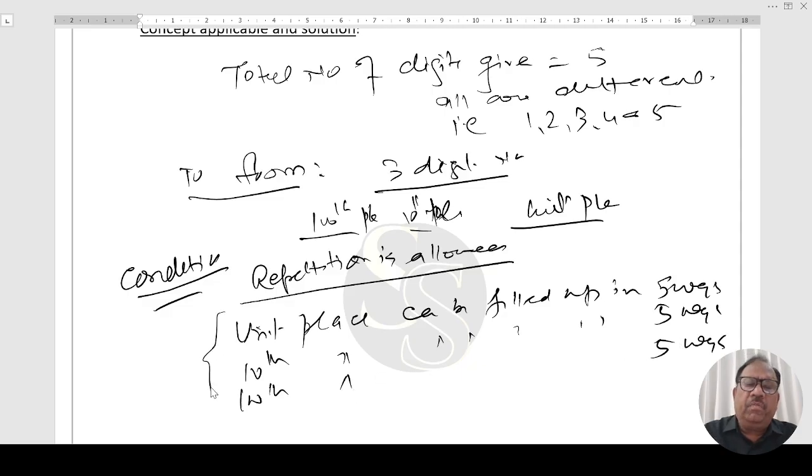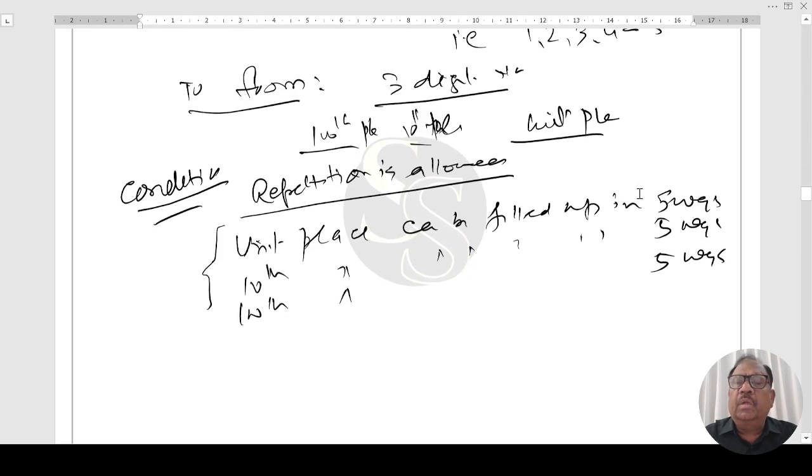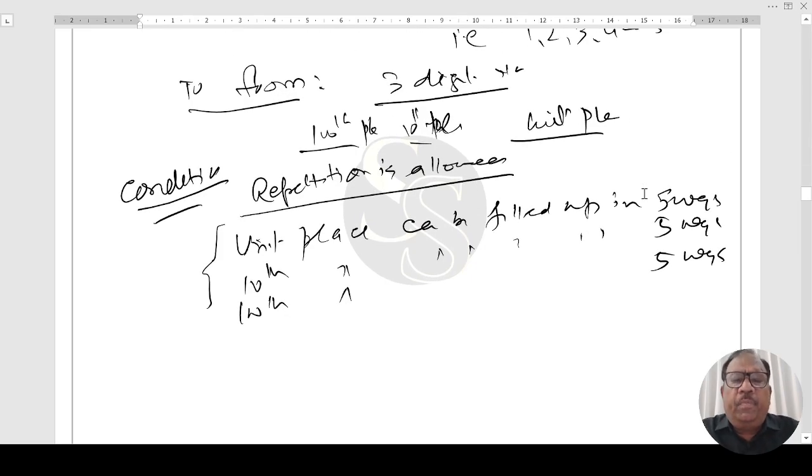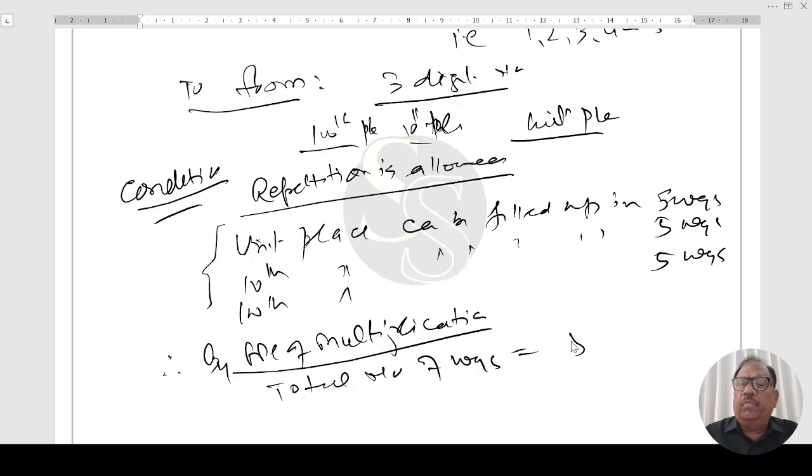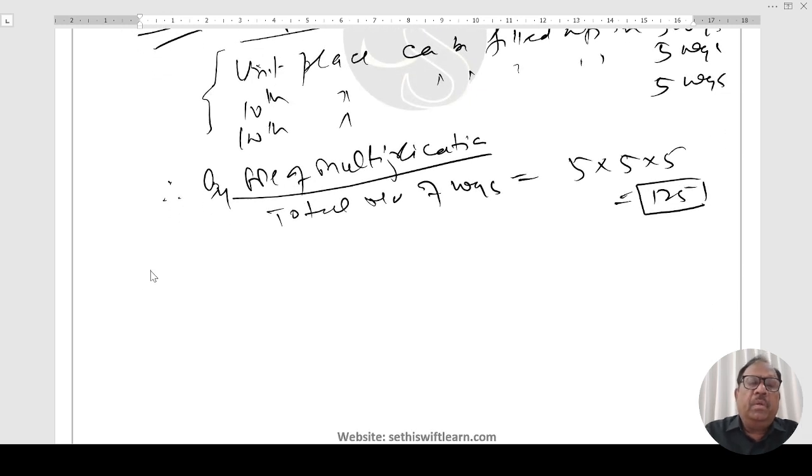What is the event in this case? The event is to form a 3-digit number. Sub-events: to fill up the unit place is one sub-event, to fill up the tenth place the second sub-event, and the third sub-event is to fill up the hundredth place. To find the 3-digit number, therefore, by FPC of multiplication, the total number of ways will be equal to 5 into 5 into 5, that is 125, when repetition is allowed.